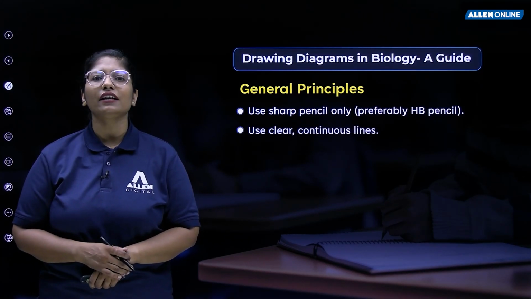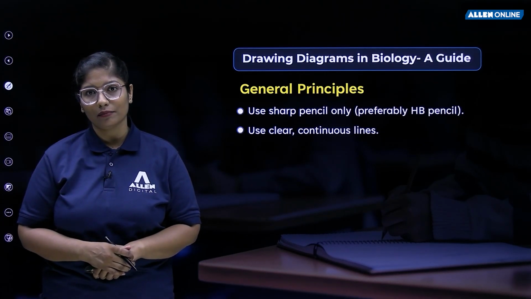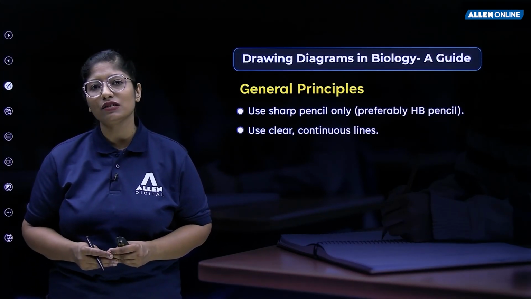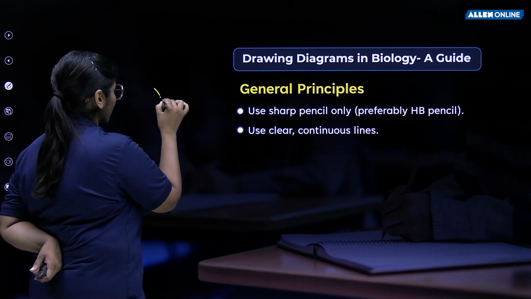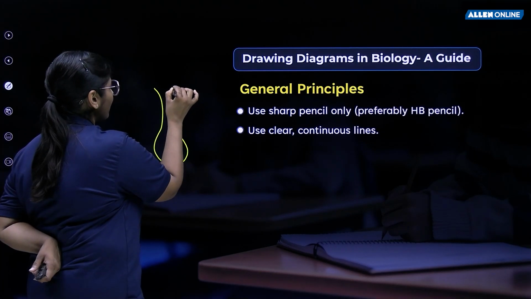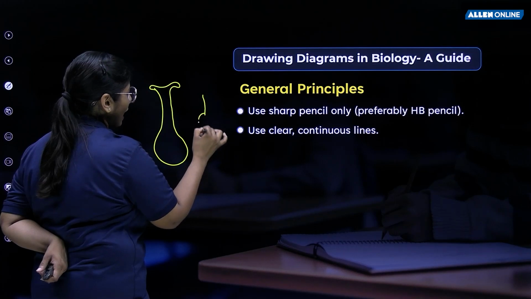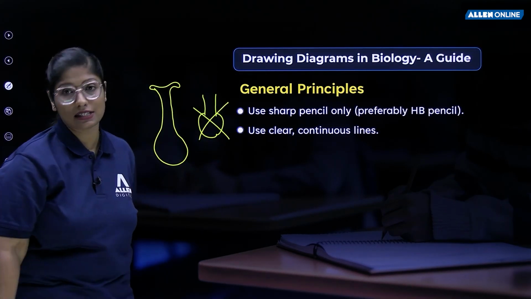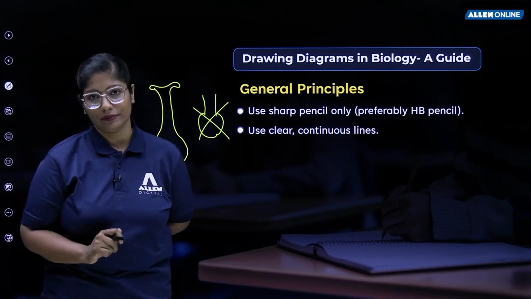Next point is that you should make clear and continuous lines when you are drawing the diagram. Okay, so use clear and continuous lines. You should not break the lines when you are drawing the diagram, right? Suppose you are drawing the flower's pistil. So when you are drawing the pistil of the flower, you should make the lines continuous like this. Okay, you should not add some breaks like this. Okay, this should not be the case. Okay, so you don't have to do this, right? You should draw it continuously so that it comes out clear.